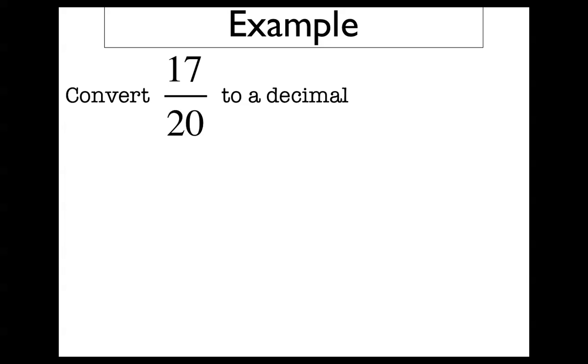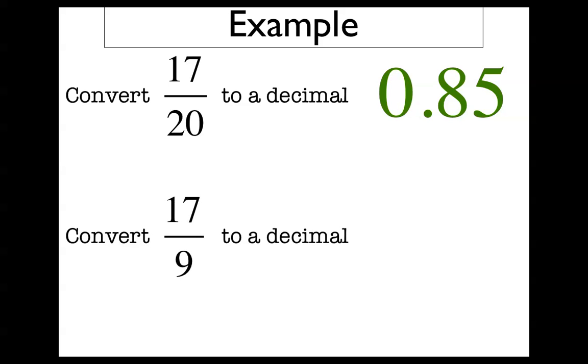Let's try another one. 17/20. What are we going to do? 17 divided by 20 or 20 divided by 17? We're going to do top divided by bottom. 17 divided by 20, you've probably punched it into your calculator already. 0.85 is your answer.